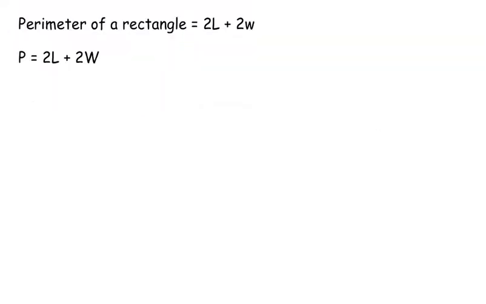Let's begin. Let's say, for example, we have the perimeter of a rectangle that can be calculated by taking the length and multiplying it by 2, and taking the width and multiplying it by 2, and then adding them together to get the perimeter of a rectangle. So the formula is P equals 2L plus 2W. Right now, the formula is shown so that it's solved for P.